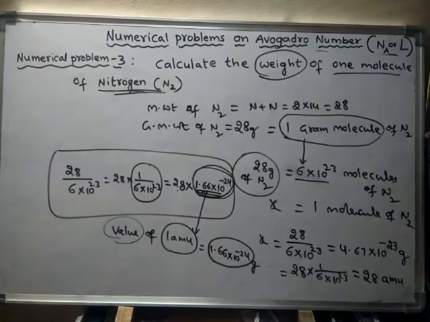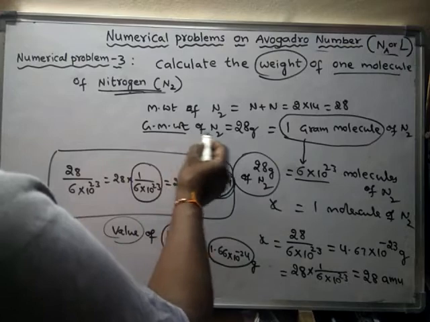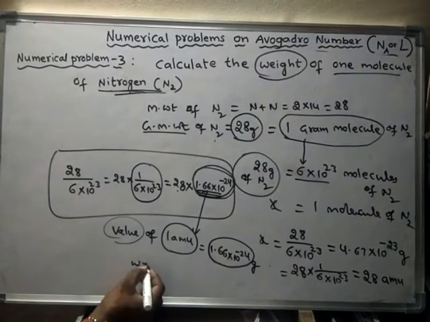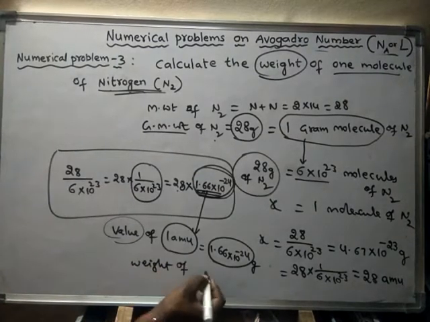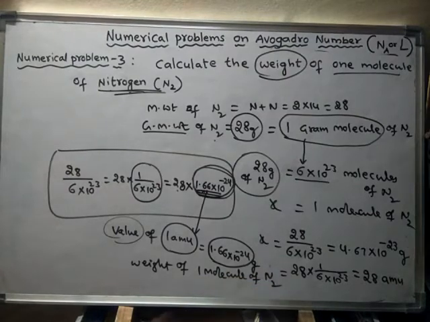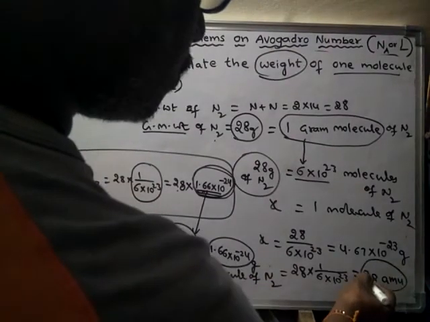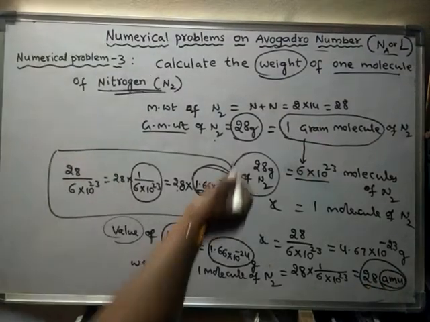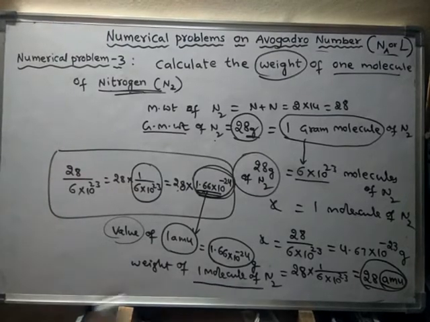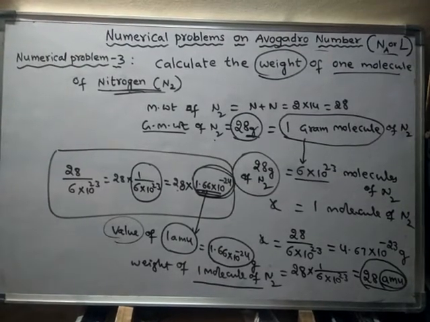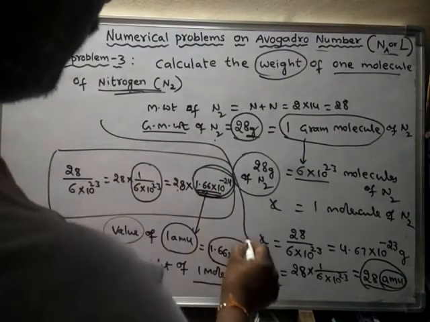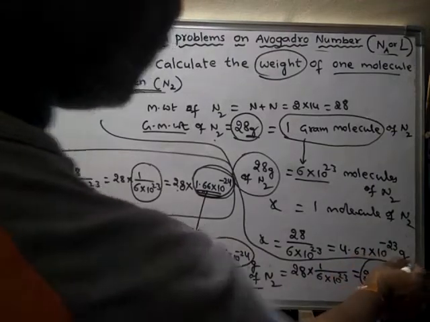Look here, the gram molecular weight of nitrogen is 28 grams, and the weight of one molecule, listen, weight of one molecule of nitrogen is equal to 28 AMU. AMU instead of grams, if you write AMU, it will be used for only a single molecule of that substance. So up to here the answer is finished.